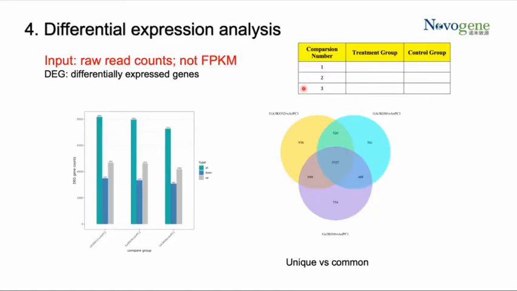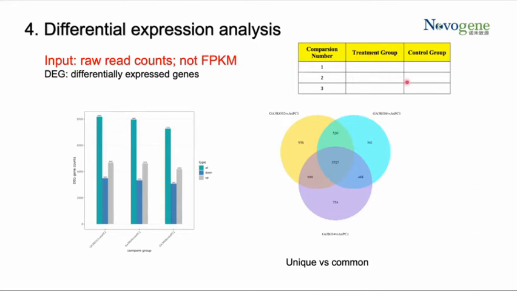So now we can move on to the differential expression analysis part. Here in the differential expression analysis step, we will not use the FPKM value for the analysis. We will always use raw read counts as our input for this step. This is because for the majority of our analysis software, such as DESeq2 or edgeR, they all request raw read counts as input because they have their own normalization algorithms in them. So we will follow their own algorithm to run the differential expression analysis.